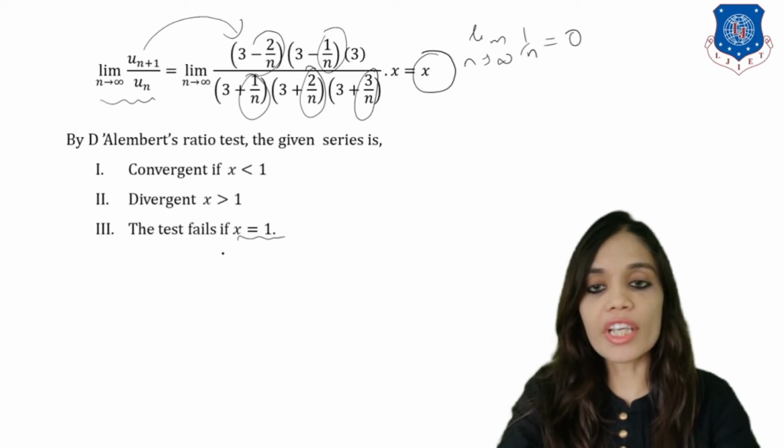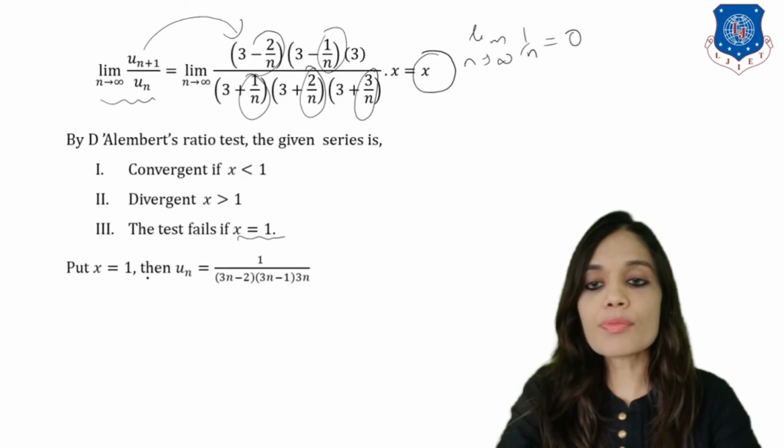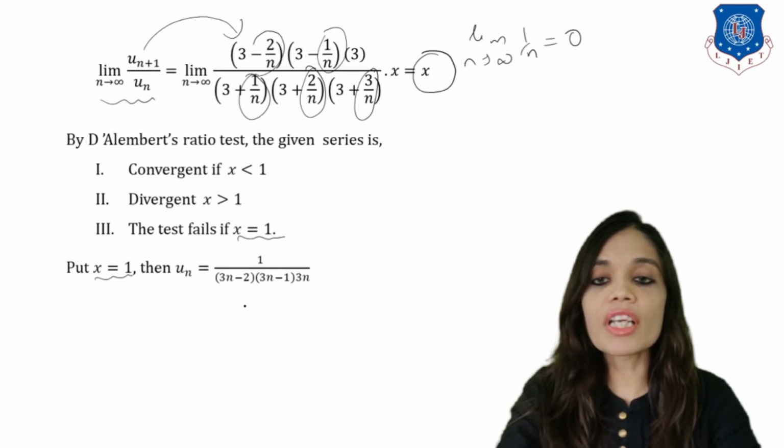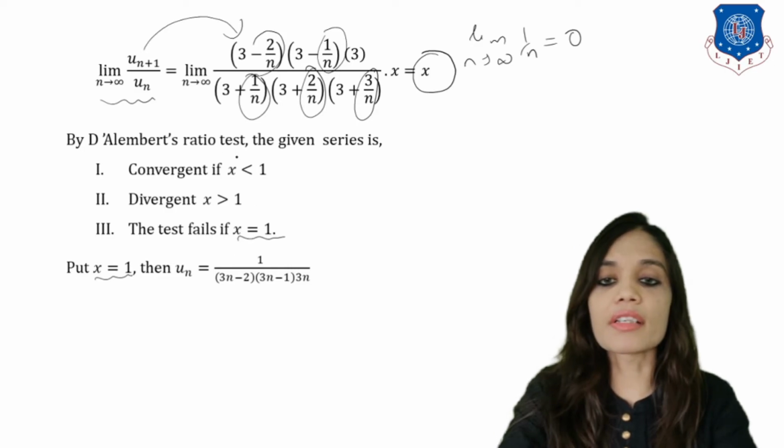So now we have to take x is equal to 1 and solve it further. So let us put x is equal to 1 in our un. On putting x is equal to 1, you will get un is equal to 1 upon (3n minus 2)(3n minus 1)(3n). Now in this we will apply our limit comparison test.